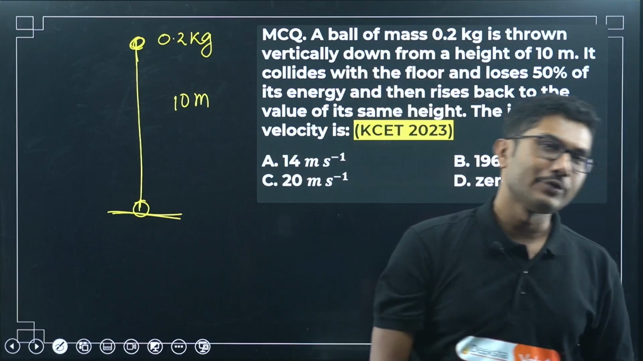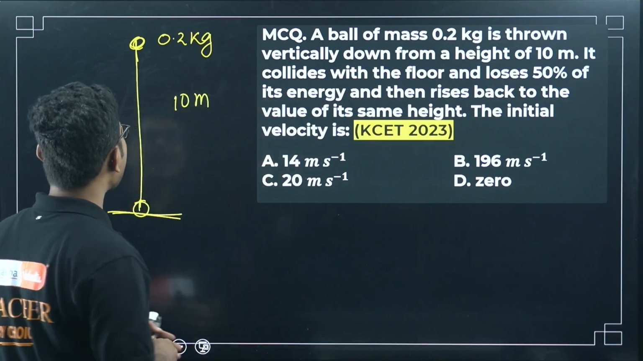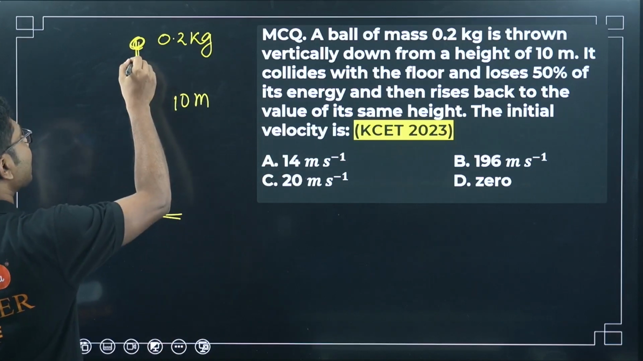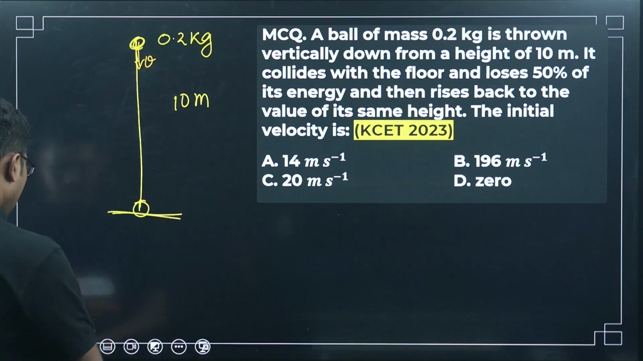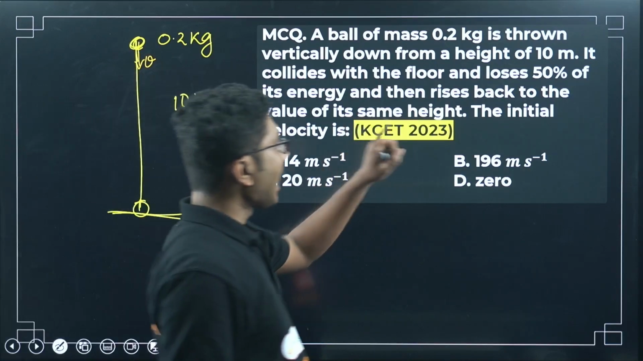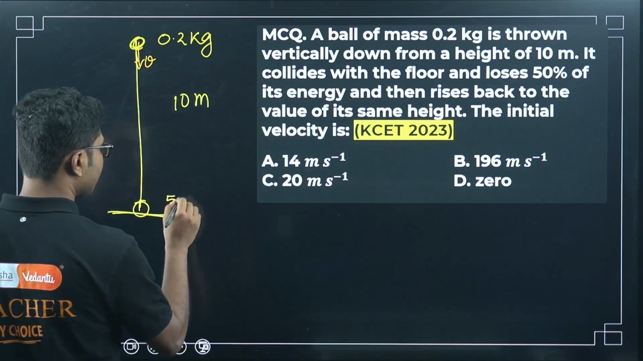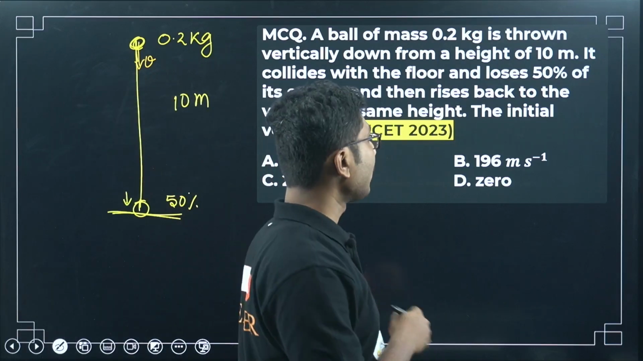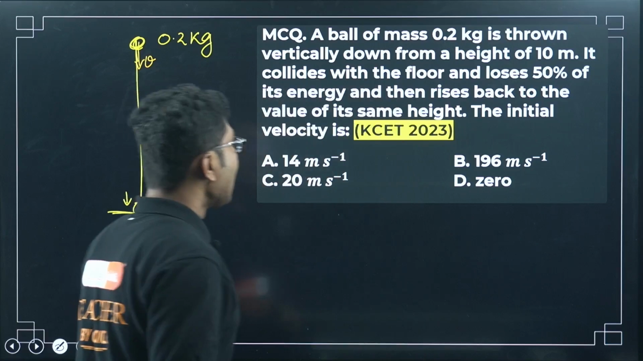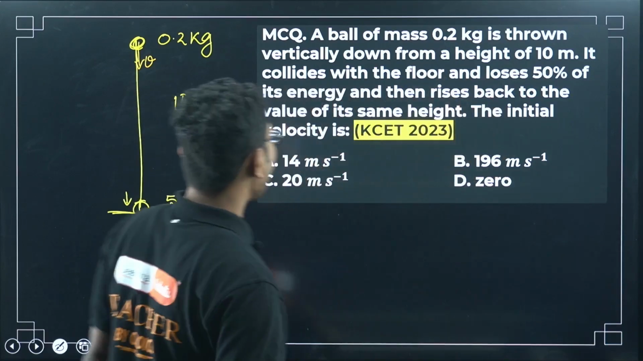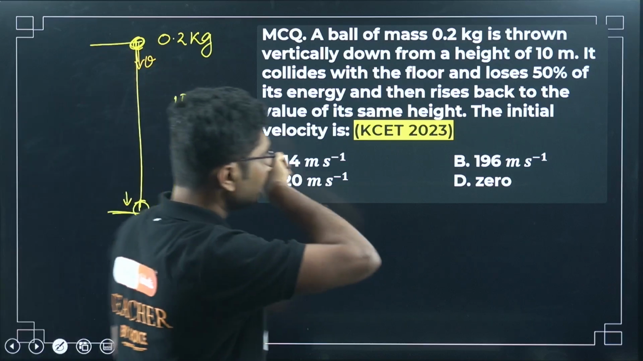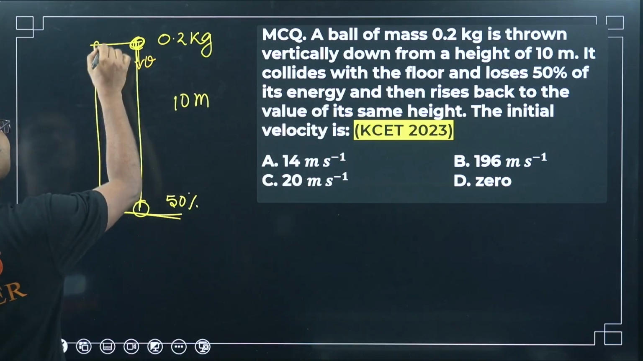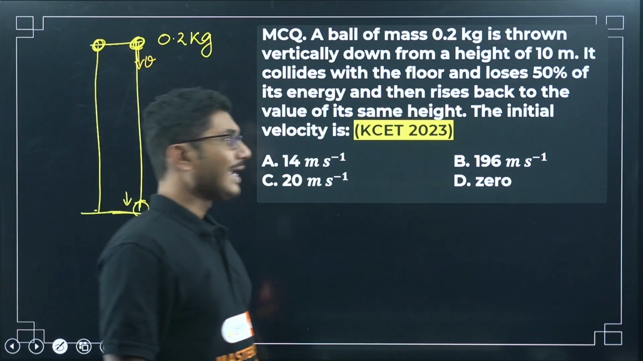But if you take the ball and throw it downwards, then at the beginning you have given it some downward velocity. After the collision, 50% of the total energy before collision, whatever total energy it had, was lost due to the collision. So basically it's an inelastic collision. And then it rises back to the same height, even after losing 50% of the energy.